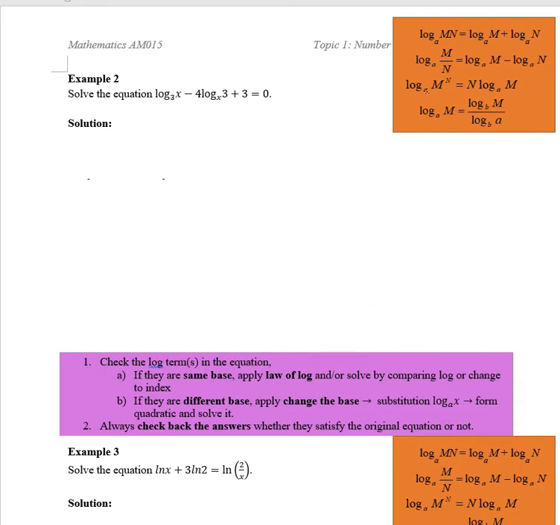Example 2. Solve the equation log x base 3 minus 4 log x log 3 base x plus 3 equal to 0. Remember the steps. First step is if they are same base or if they are different base. Do we have the same base? We don't. One of the base is 3, another one is x. So let's look at how to solve this question. So since we have different bases for this question, we have to apply the change of base.